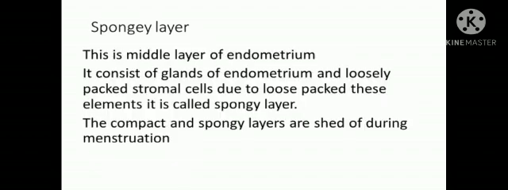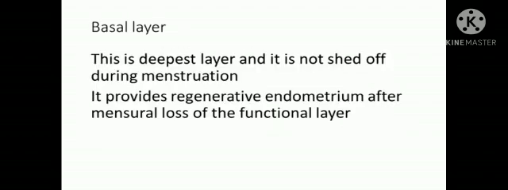Spongy layer. This is the middle layer of the endometrium. It consists of glands of the endometrium and loosely packed stromal cells. Due to the loose packing of these elements it is called the spongy layer. The compact and spongy layers are shed off during menstruation. Basal layer. This is the deepest layer and it is not shed off during menstruation. It provides regenerative endometrium after menstrual loss of the functional layer.